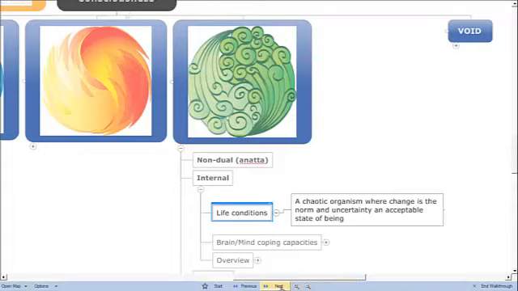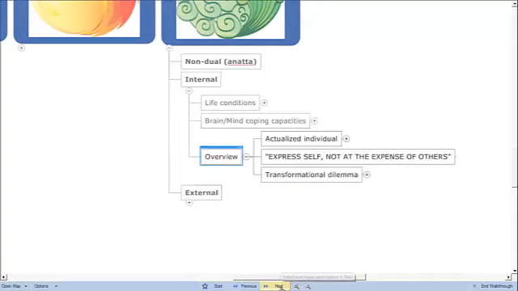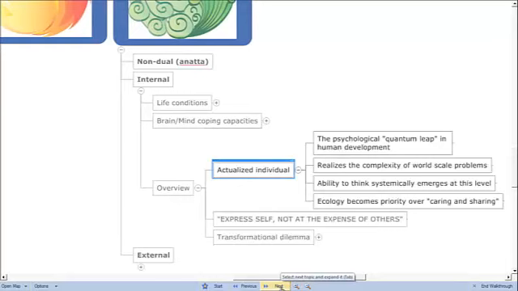Really, this is the stage where you realize your own robotic nature, your own machine nature. So the brain or mind coping capabilities are systemic. You've got systemic thinking, you've got functional consciousness. In Pali, this would be Kriya consciousness. Kriya consciousness is the type of consciousness of an arhat or a self-awakened person. The consciousness is integrative, interdependent, existential, flexible, questioning, and accepting. So really we're talking about a self-actualized individual.